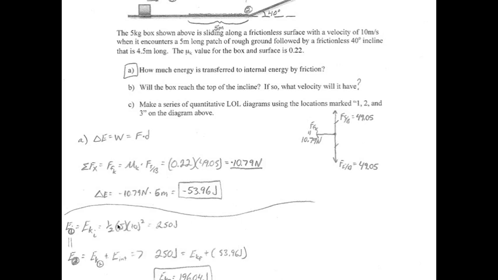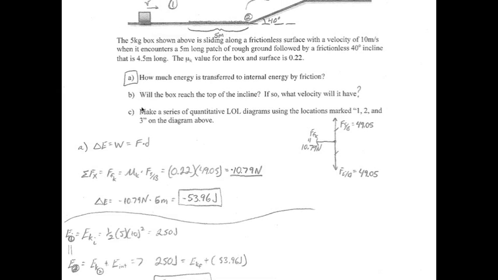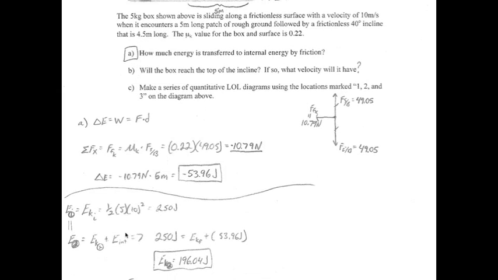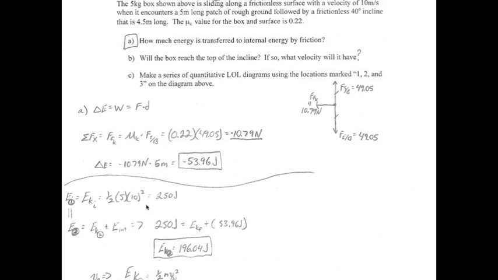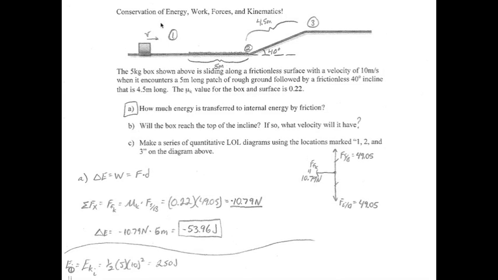Now, moving on, I'm not actually going to do part B yet, but we're going to set up the information we need to do part B, which is: will the box reach the top of the incline? And if so, what velocity will it have? Well, we need to start doing an energy analysis of our system. So as we know, energy is conserved. So this 1 up here is showing this area. This whole area is what I've labeled as 1.